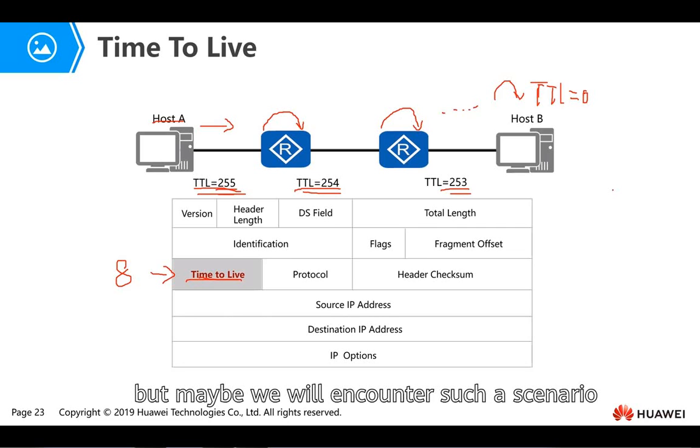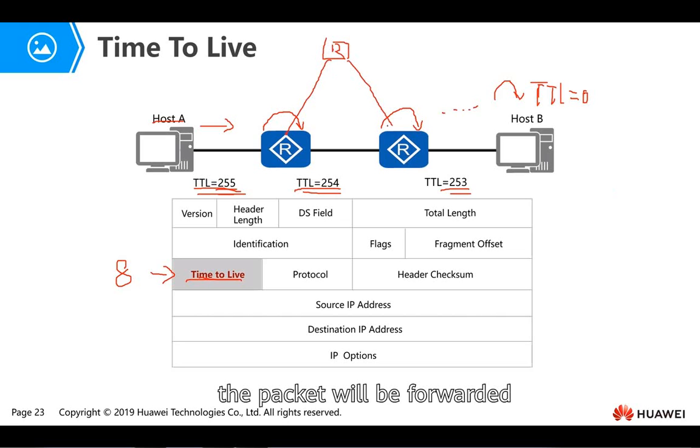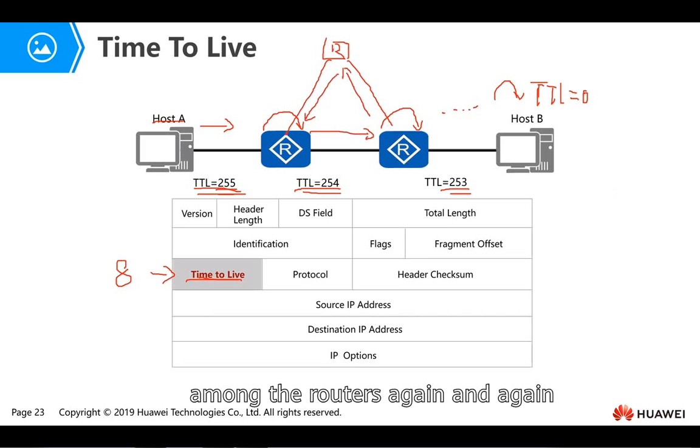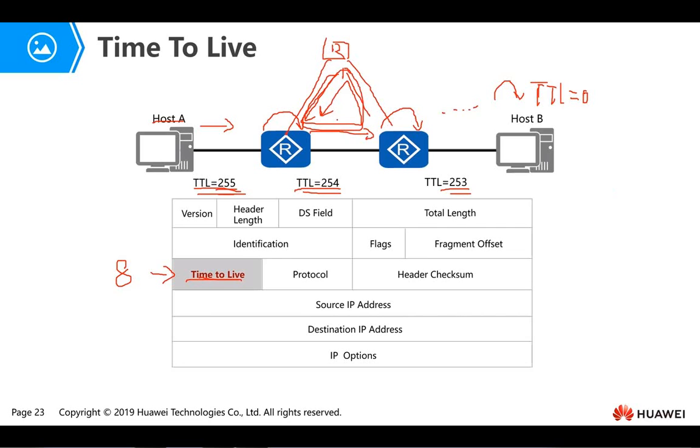a scenario where the network is looped. That means the packet will be forwarded between the routers again and again. Okay, this is a loop. A loop means the packet will go through these routers recursively, never stopped. And the TTL is just a mechanism to prevent the scenario where the packet is forwarded forever.